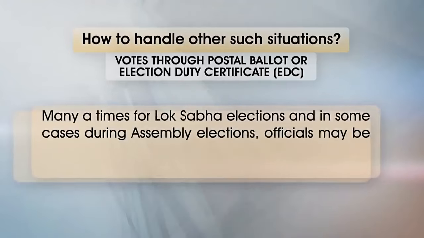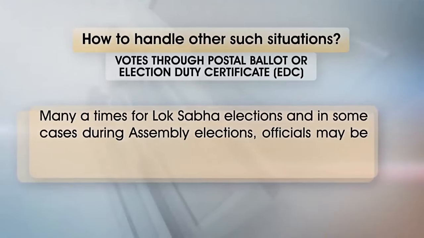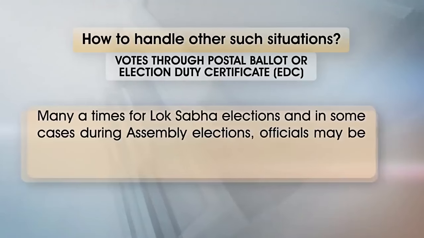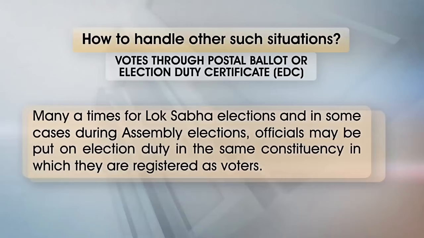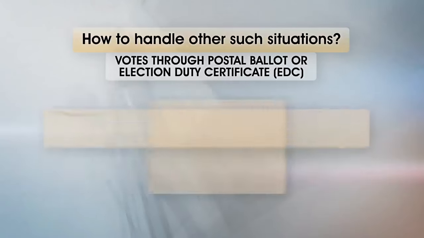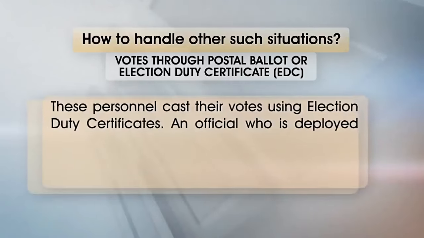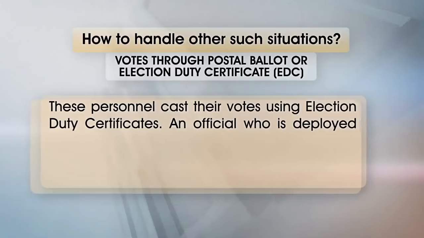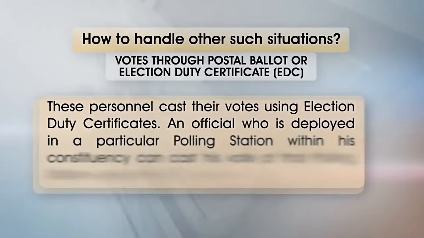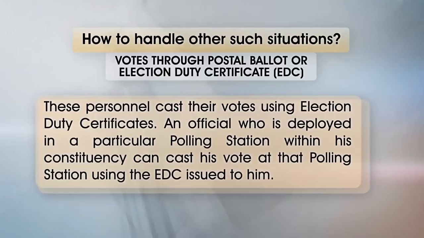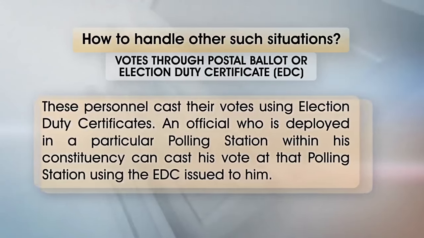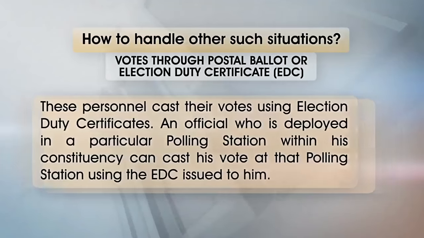Many a time for Lok Sabha elections, and in some cases during assembly elections, officials may be put on election duty in the same constituency in which they are registered as voters. These personnel cast their votes using election duty certificates. An official who is deployed in a particular polling station within his constituency can cast his vote at that polling station using the EDC issued to him.